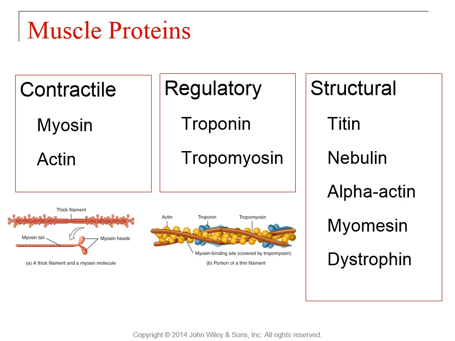You have different types of structural proteins. You have titin, which anchors the myosin filaments to the Z discs. You go down to dystrophin, which is the protein that anchors the entire length of the muscle fiber to the sarcolemma.